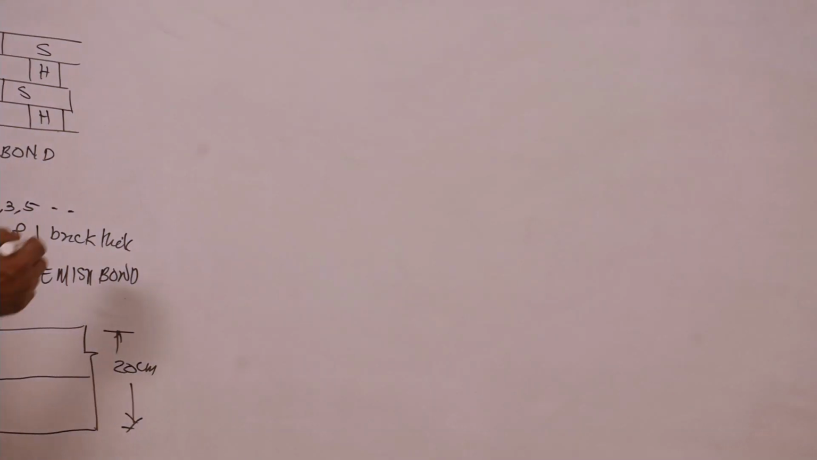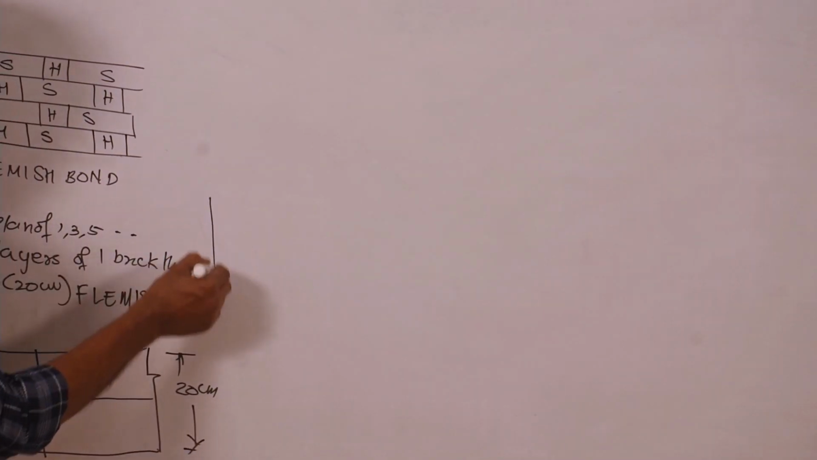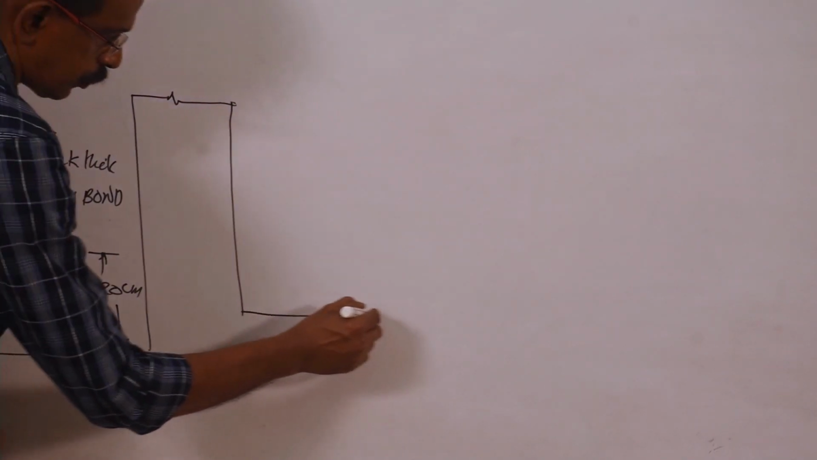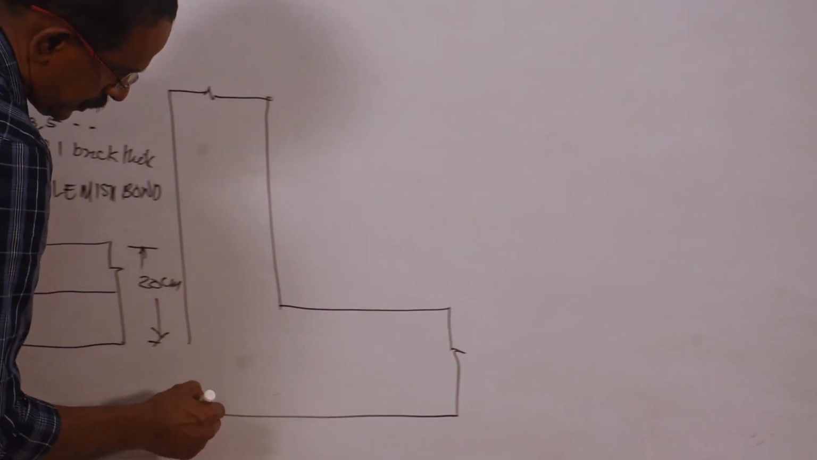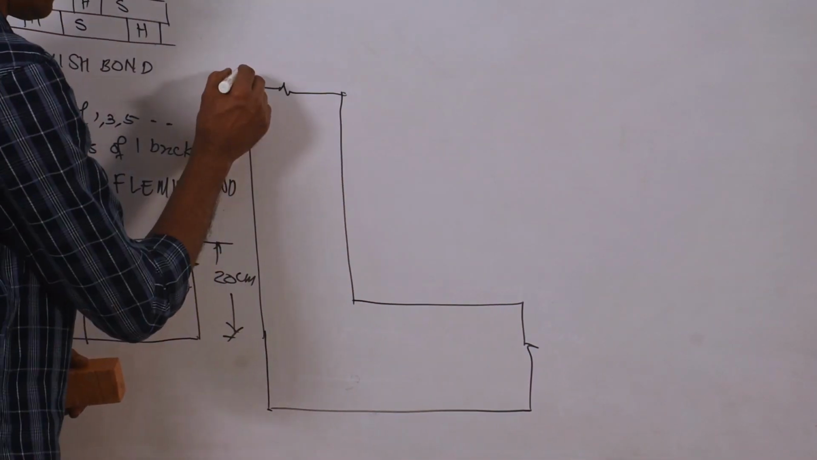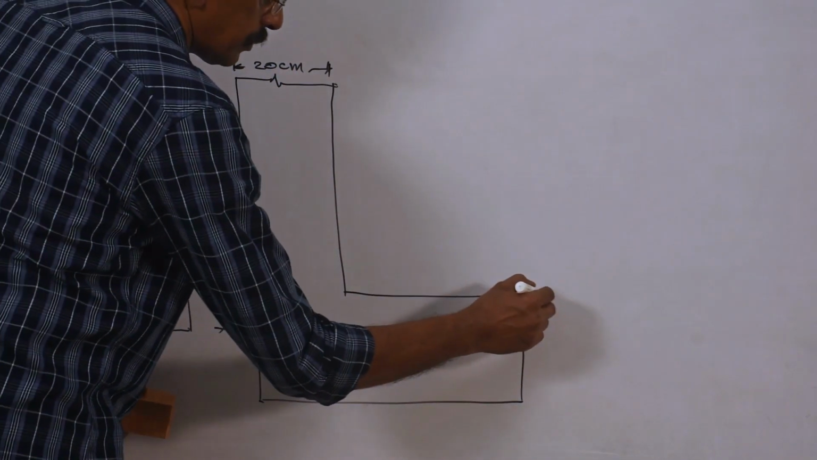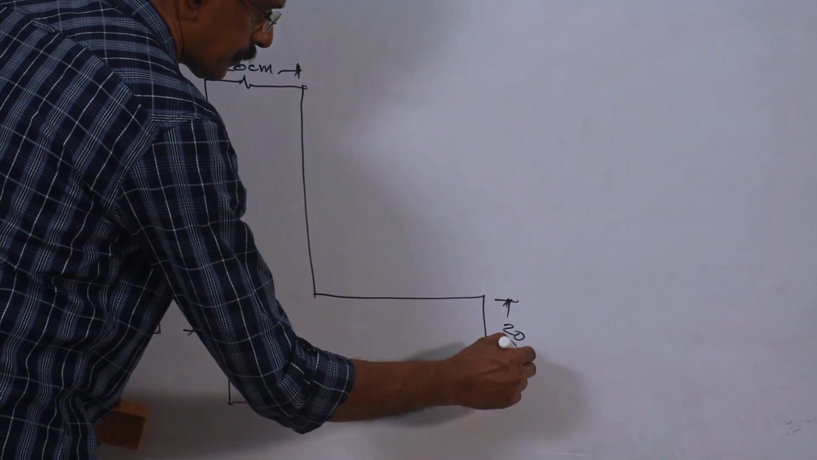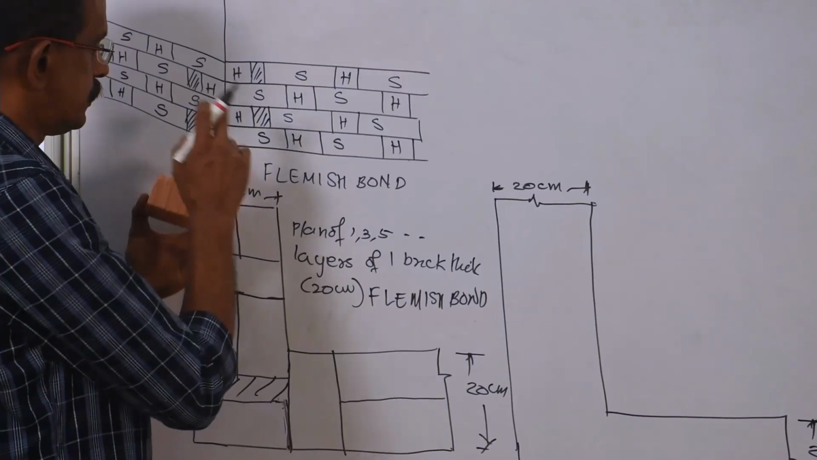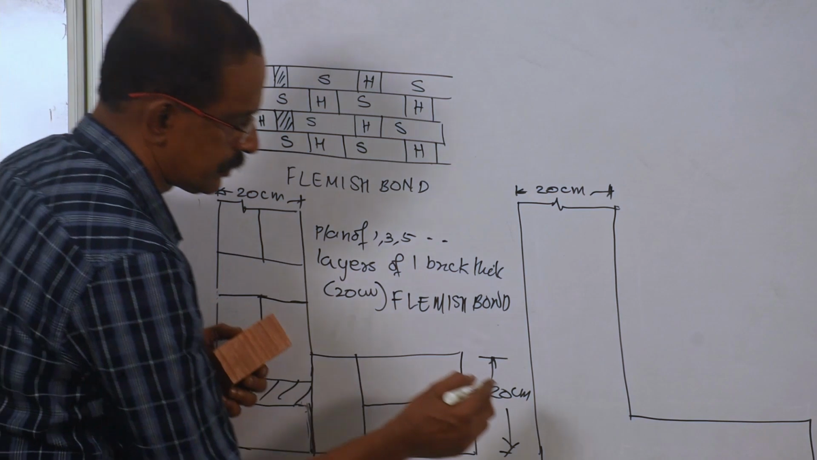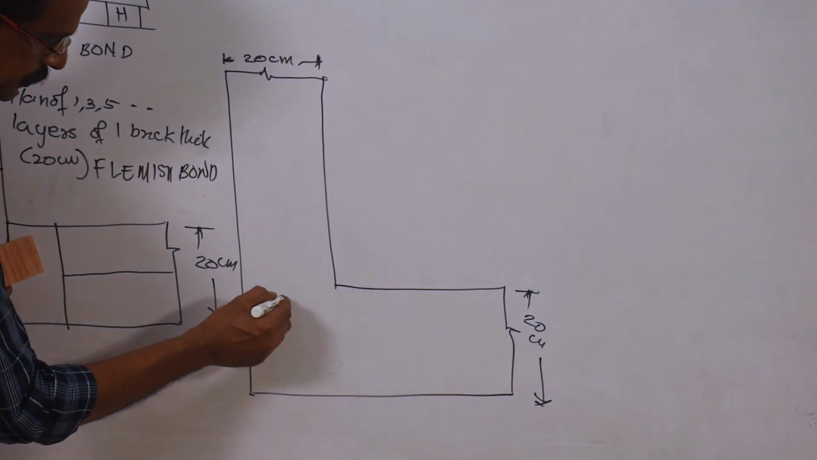Now second layer. Second layer, as usual, draw two parallel lines at 2 centimeter gap in both directions like this. This represents the corner of the wall and mark it as 20 centimeter. Actual dimension 20 centimeter. Second layer, you can see header. So that means the brick is kept like this.